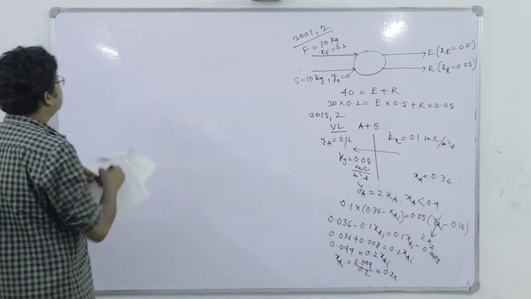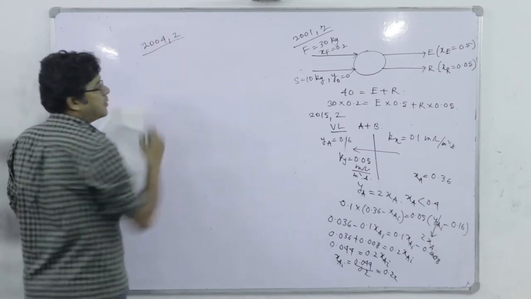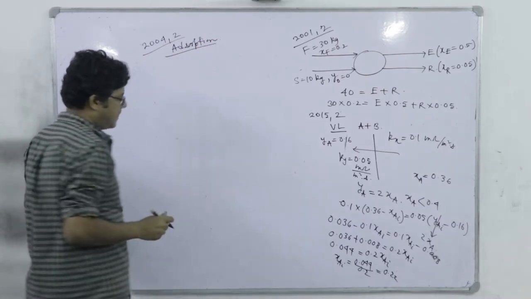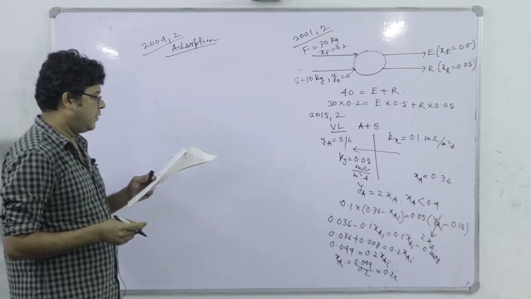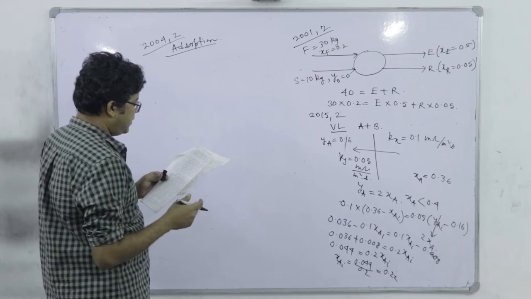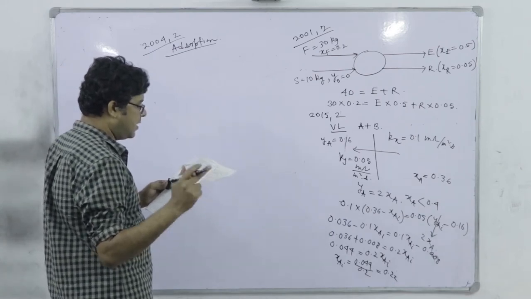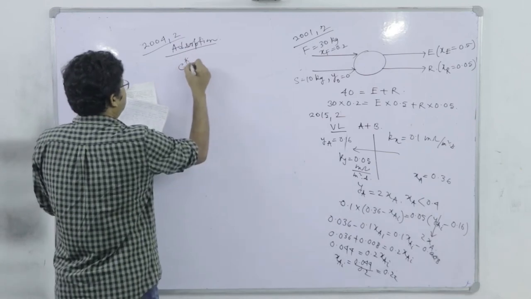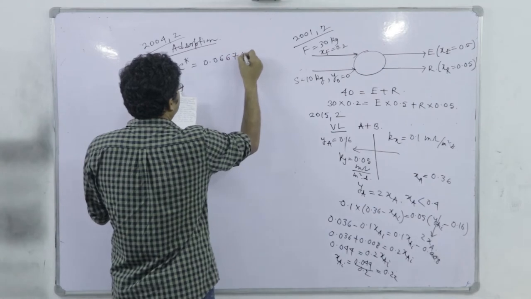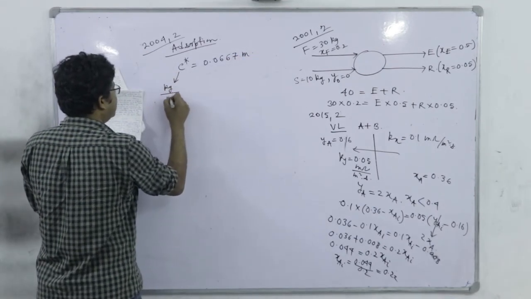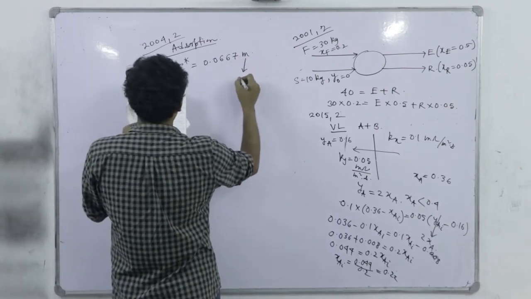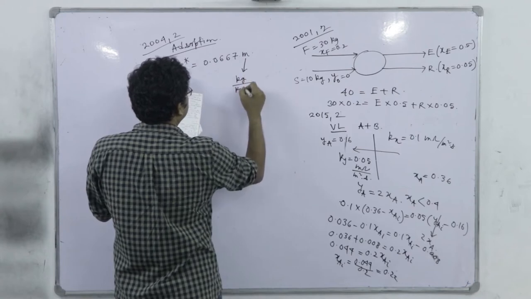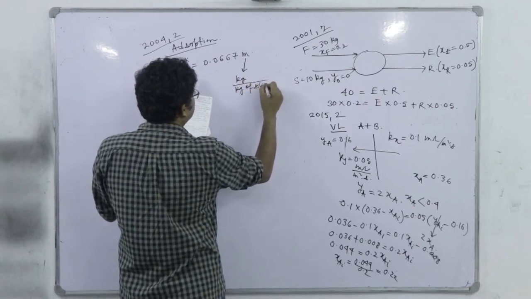Okay, this is a 2004, 2 marks problem, though it's a problem of adsorption, but here it's simple material balance, nothing else. Equilibrium concentration of water in vapor phase, C star in kg per meter cube of air space, and the amount of water adsorbed per kg of dry silica gel are related as C star is equal to 0.0667 m. So this is in kg per meter cube and this m is in kg per kg of silica, right.